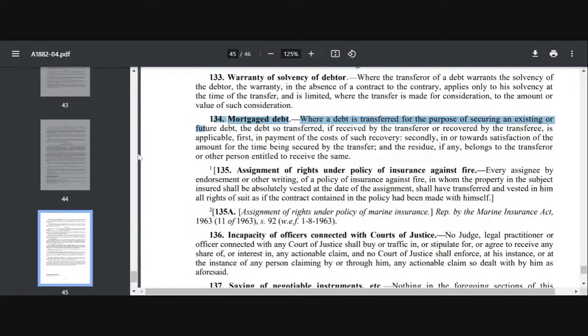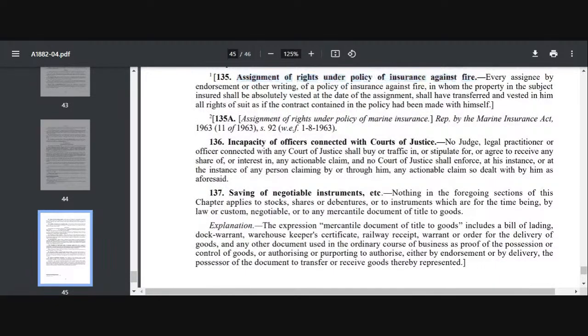135 talks about the assignments of right under policy of insurance against fire. And 136 you can see incapacity. So some people cannot be assignees of actionable claim. They are incapable of becoming assignees of actionable claim, legally disqualified persons. And who are they? Judge, legal practitioner, or officer connected with any court of justice, right?